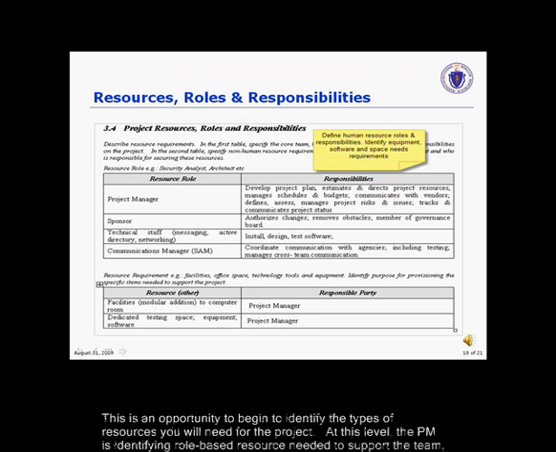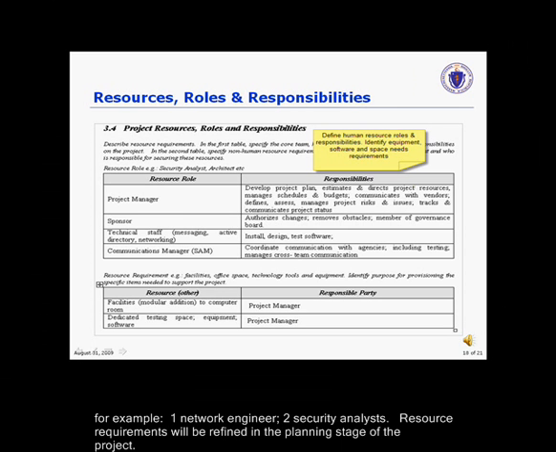Resources, roles, and responsibilities. This is an opportunity to start identifying the type of resources you will need for the project. At this level, the project manager is identifying the role-based resources required to support the team. For example, 1 network engineer, 2 security analysts, etc. Resource requirements will be refined in the planning stage of the project.